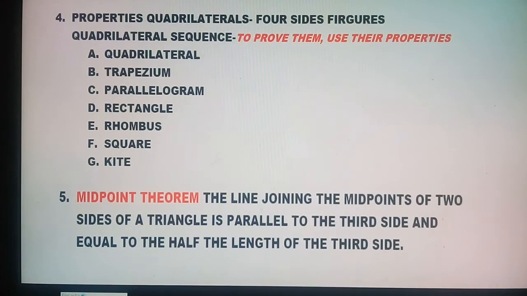Okay, wow, how nice. Let us move on. We have to know what we call the midpoint theorem. The line joining the midpoints of 2 sides of a triangle is parallel to the 3rd side and equal to half the length of that side. We have to know the midpoint theorem. Wow, how nice is mathematics.